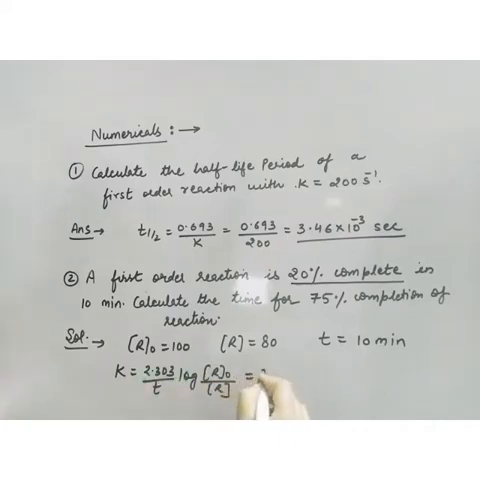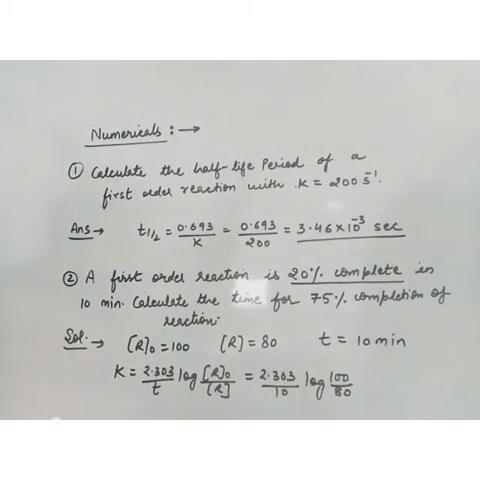So it is equal to 2.303 upon 10 log 100 upon 80. Okay, and we have learned how to solve logarithm in the previous chapter. Log 100 upon 10 means you can solve it further. So it is 5 upon 4. Okay, so it is log 5 upon 4. So log 5 minus log 4, you will put the values and you will get the answer.